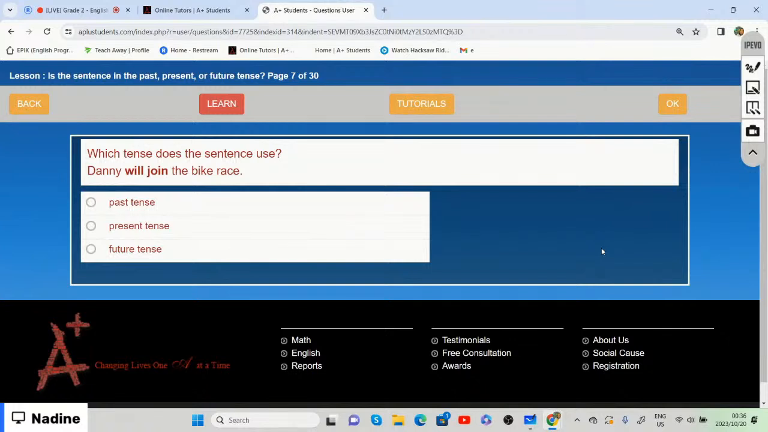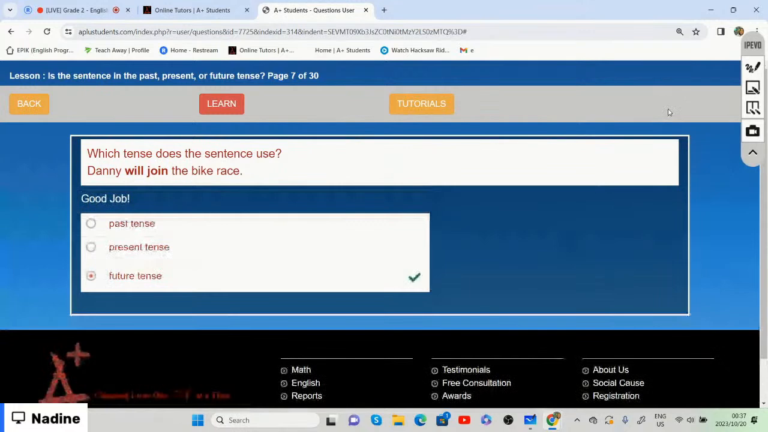Will join. So if we look at the word will join, you see it with the future tense. It mentions the word will. So this is the future tense. All right.